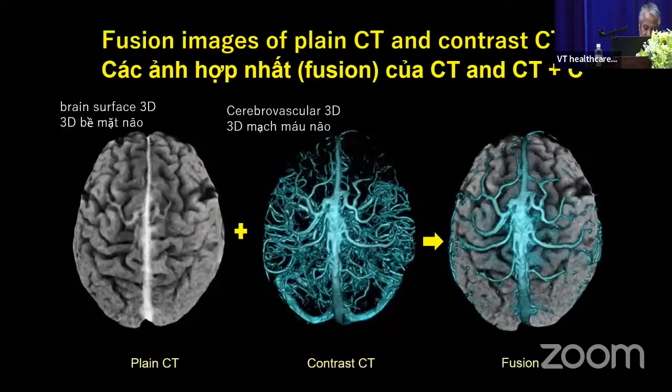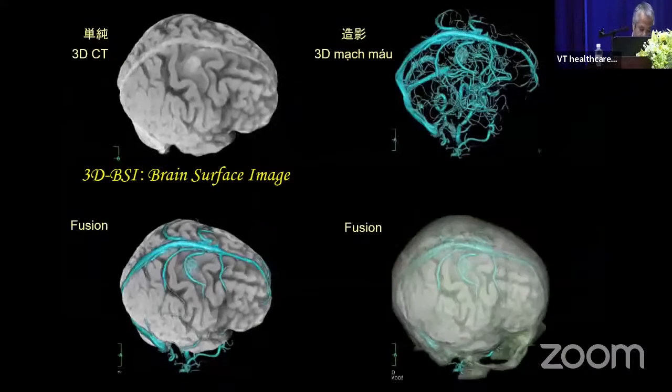Since the 3D image processing can also fuse data of different time phases, it's possible to create an image in which plain and contrast images are superimposed. A 3D image of the brain created from plain CT and a 3D image of silver blood vessels created from contrast enhanced CT are shown.